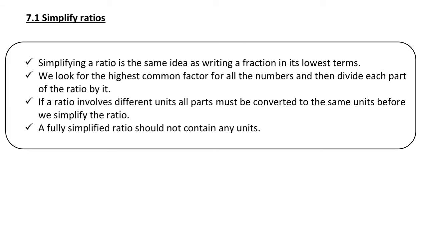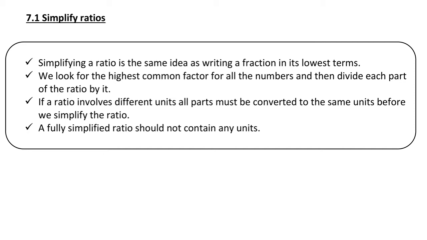7.1 Simplifying ratios. Simplifying a ratio is the same idea as writing a fraction in its lowest terms. So we try and divide each part by a common divisor. So we look for the highest common factor for all the numbers and divide each part of the ratio by it. If a ratio involves different units, for instance, if it was in kilograms and grams, or centimeters and meters, we must convert them all into the same units first of all. A fully simplified ratio should not contain any units, and it should not contain any decimals either.